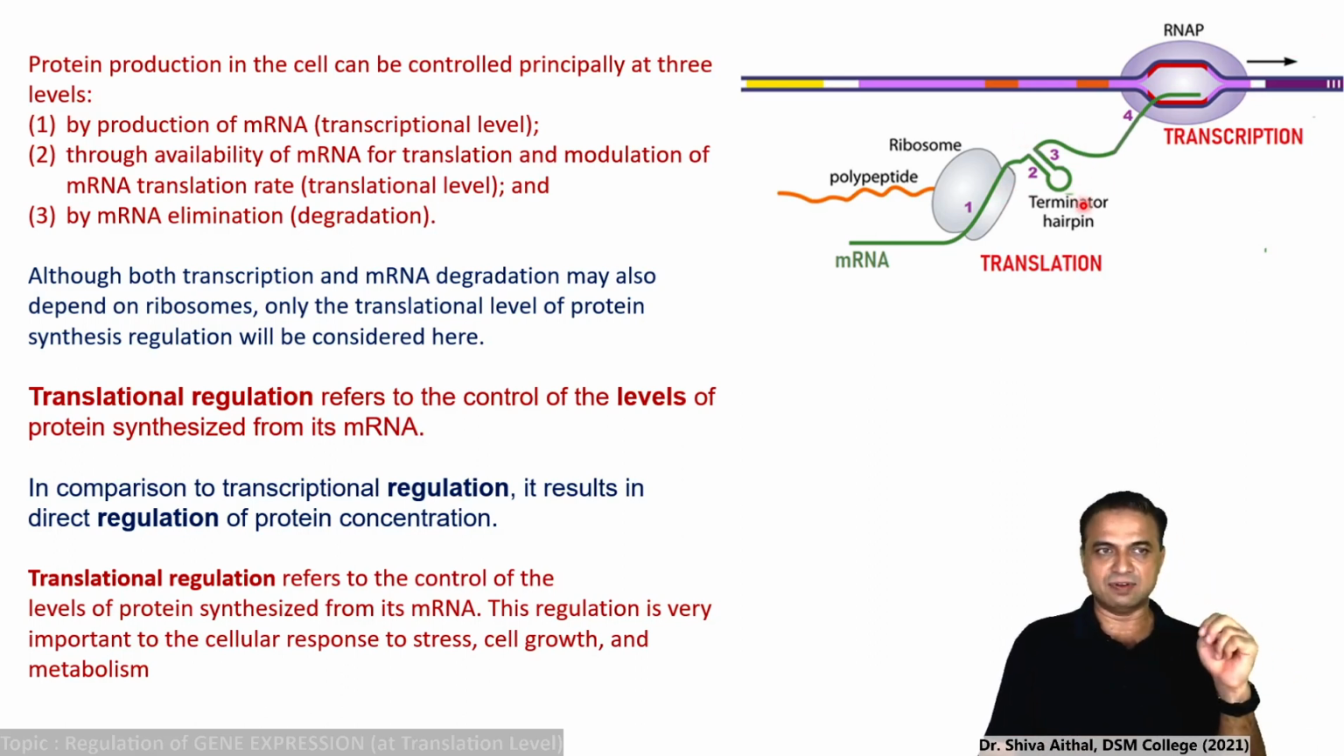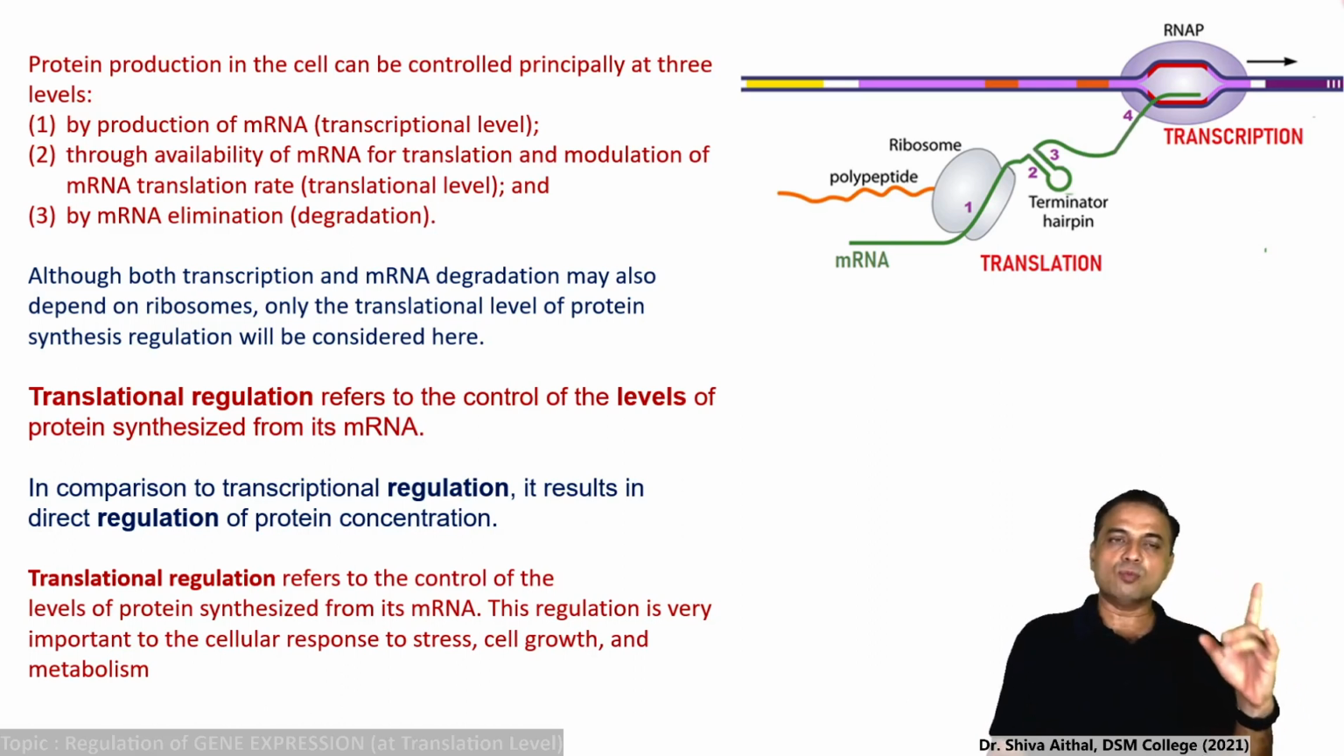That is the second level. And the third level is simply, once the mRNA is synthesized, if there is need for a translational control, degrade the mRNA. Once the formed mRNA is degraded, there is no translation. That is the third level of translational control, by eliminating or degrading the mRNA.